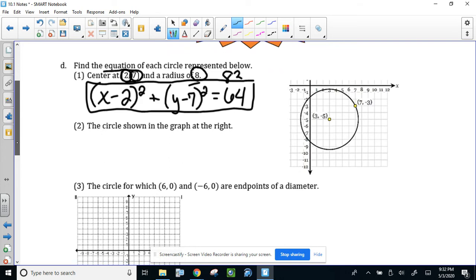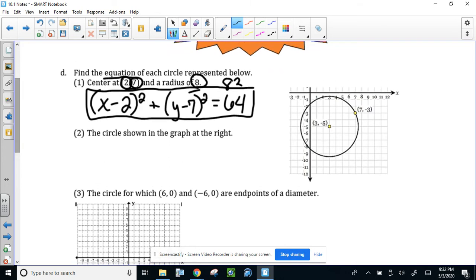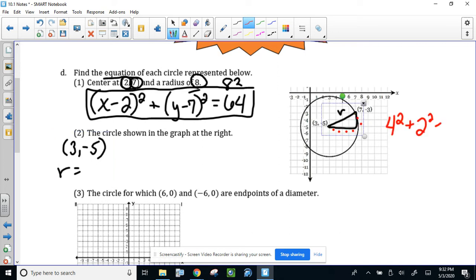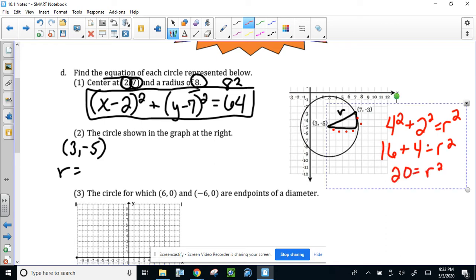Step 2 says find the equation for the circle shown in the graph. We can see here that its center is at (3, -5), and we need to know what the radius is. So if I look at this graph, here's the radius, and I need to know what that value is. It's going out 1, 2, 3, 4 to the right, and up 1, 2. So I would need to do 4 squared plus 2 squared to figure out my radius squared. That would be 16 plus 4, or 20, equals my radius squared, or my radius is the square root of 20. I'm just going to leave it like that for now because there's a cool shortcut.